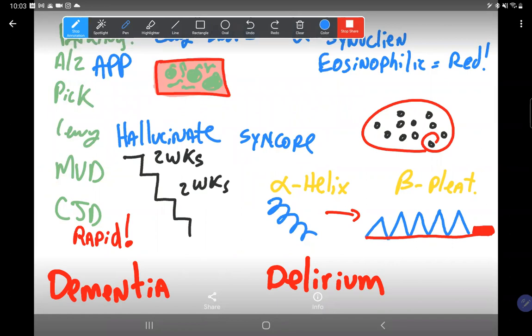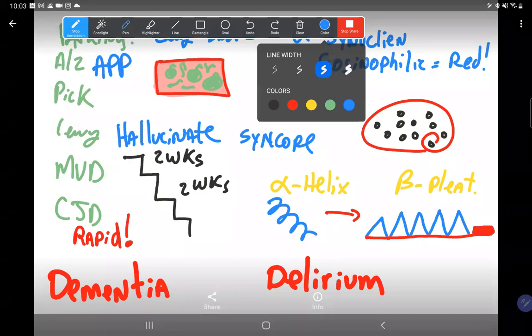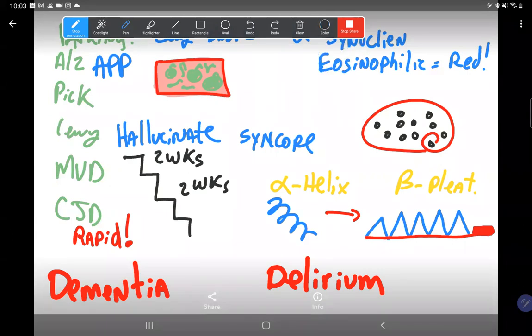First of all, the progression could be different. I like that. How's the progression for dementia? Slow, prolonged. Delirium is more acute. Very good. What's a classic cause of delirium? Be very generic.